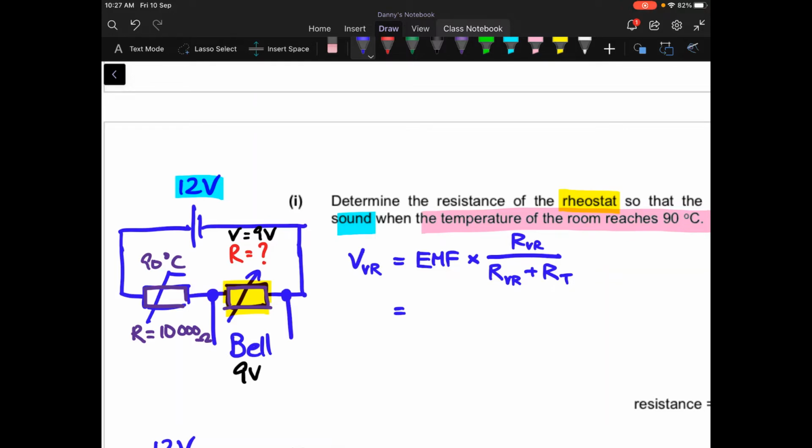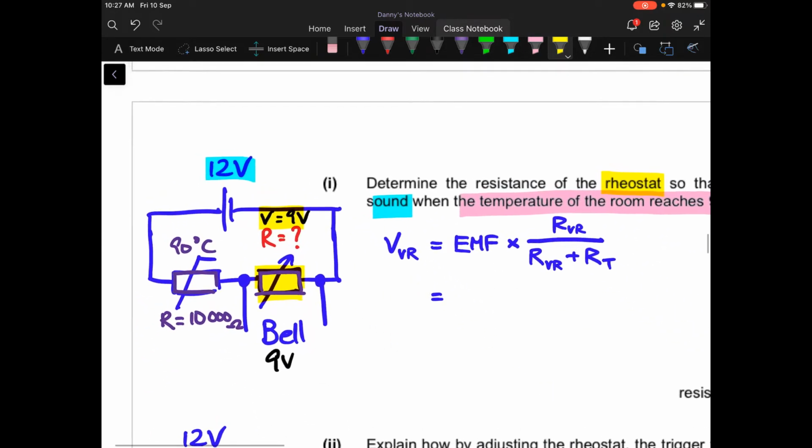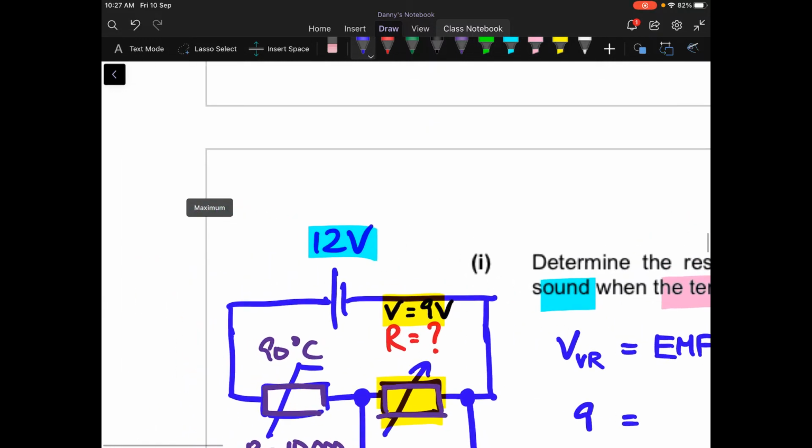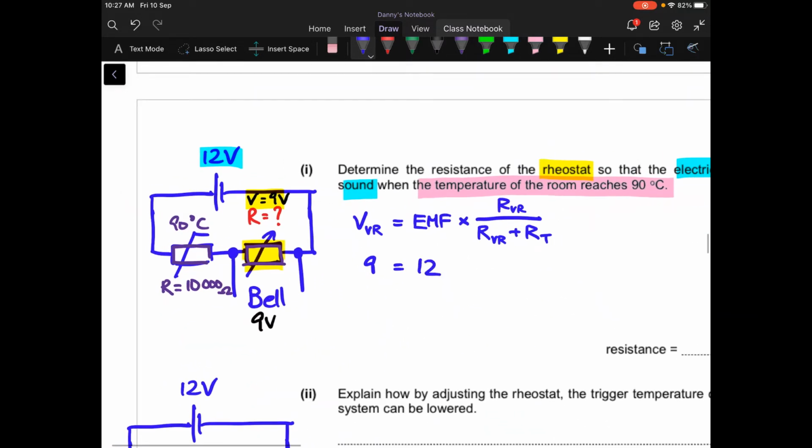So this is the most straightforward approach because you can begin to substitute values into it. The voltage of the variable resistor, this is the one that I want, right? 9 volt, so that the bell will ring. So I will put 9 over here. EMF will be 12.